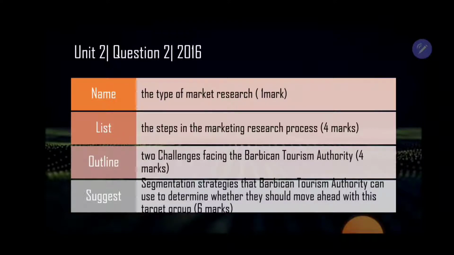List the steps in the market research process, 4 marks. Outline 2 challenges facing the Barbican Tourism Authority, 4 marks. And the final part says, suggest 2 segmentation strategies that Barbican Tourism Authority can use to determine whether they should move ahead with this target group. And that question is worth 6 marks, right?